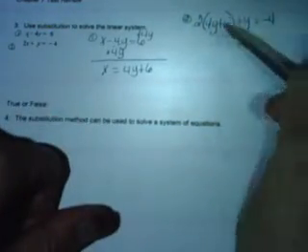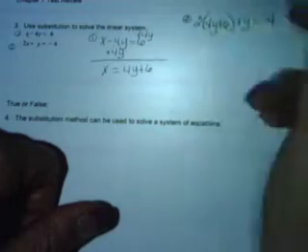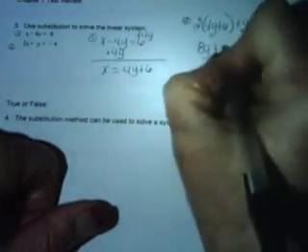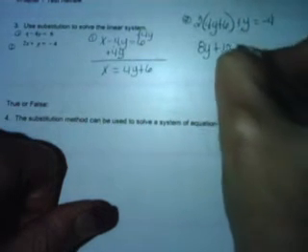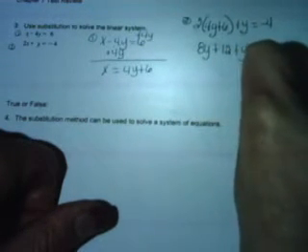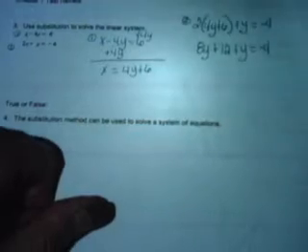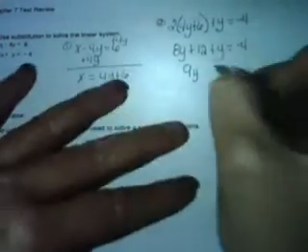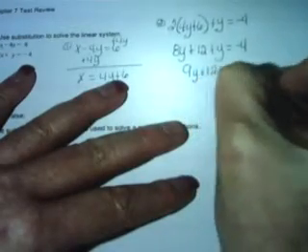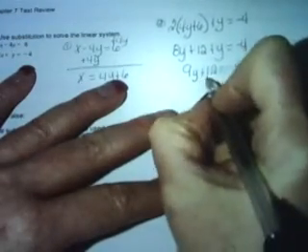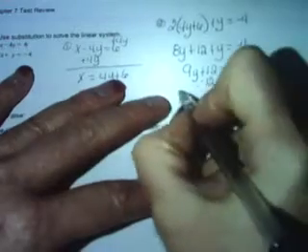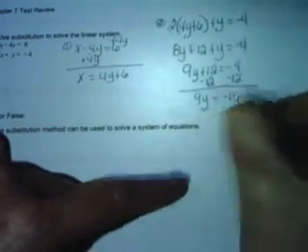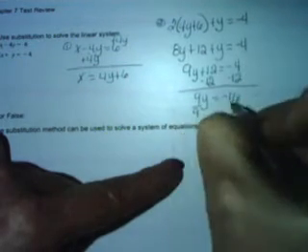How do we get rid of parentheses? Distribute. 2 times 4y is 8y. 8y plus 2 times 6 is 12. Plus y equals negative 4. Combine your like terms. 8y plus y is 9y plus 12 equals negative 4. From here we're going to subtract 12 from each side. So I'm going to have 9y equals negative 16. Divide by 9 on each side.